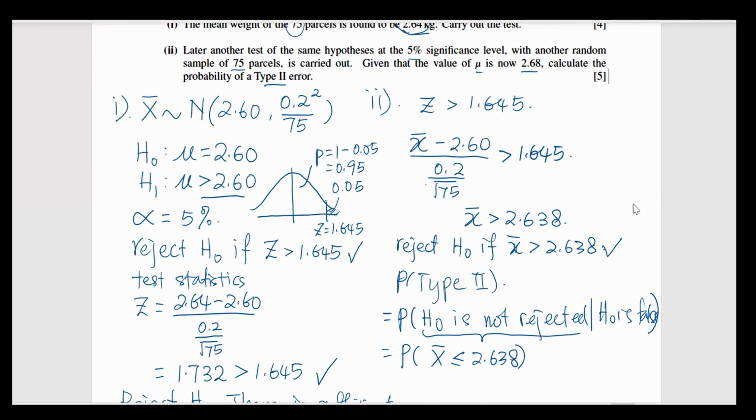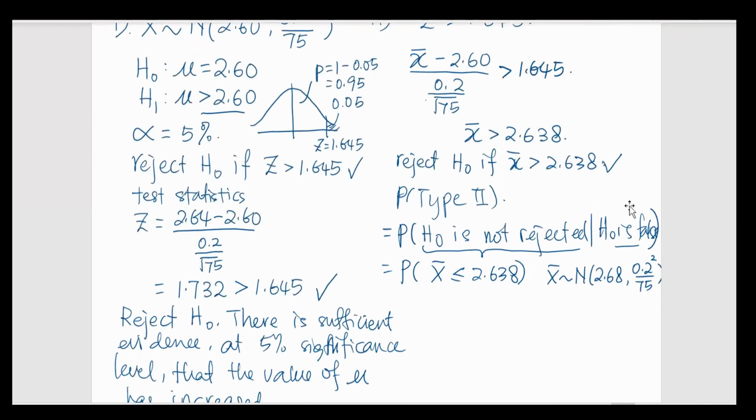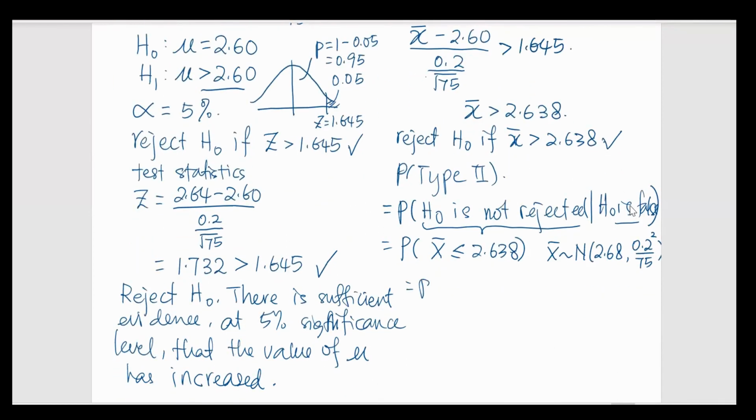But as given by the question, the H null is no longer true, right? H null is false. So the true mean is supposed to be 2.68. Which means we are going to use the normal distribution with the mean to be 2.68 instead, but assuming that the standard deviation remains the same, unchanged, to carry out the calculations. By using these calculations, we will be getting the type 2 error probability.